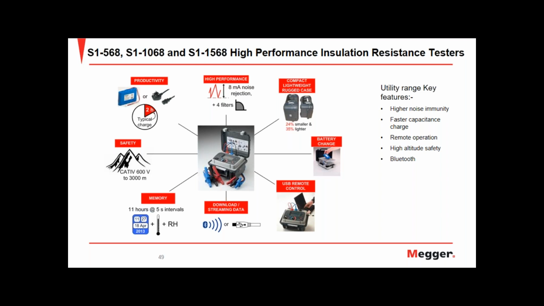Now, the main key features of the S1 range are the higher noise immunity and the charging current. That is what really puts it above many of our competitors. So we're able to charge that capacitance in the cable very quickly, which means you're able to go on. I'm using cable as the example, but in most cases, anywhere you've got high capacitive load, then we can charge it much more quickly using the S1 due to its 6 milliamps of short circuit current.